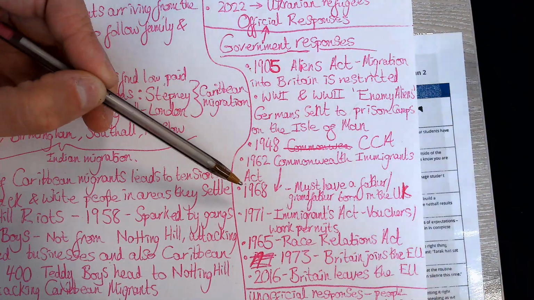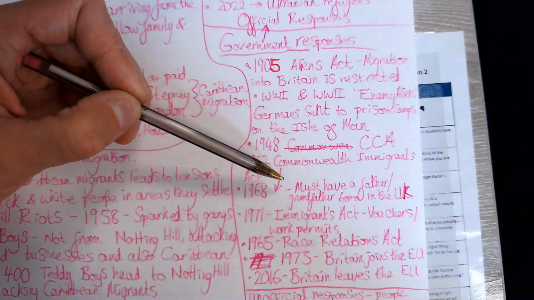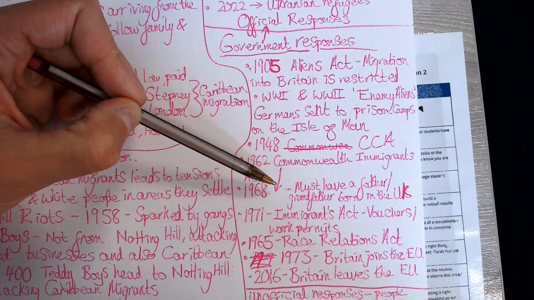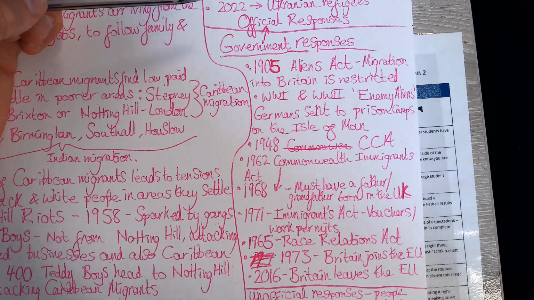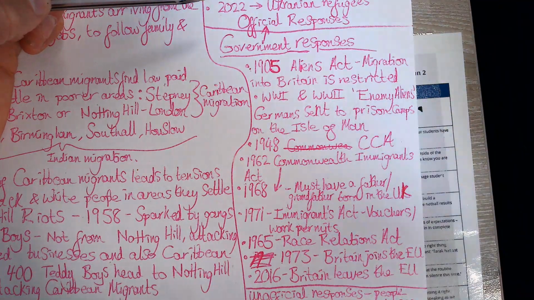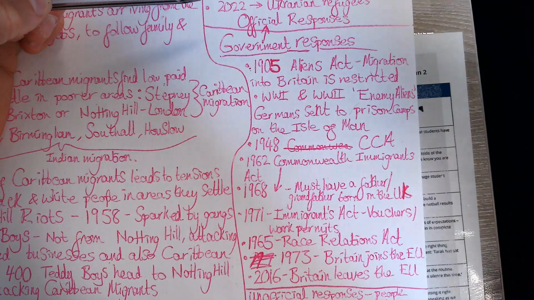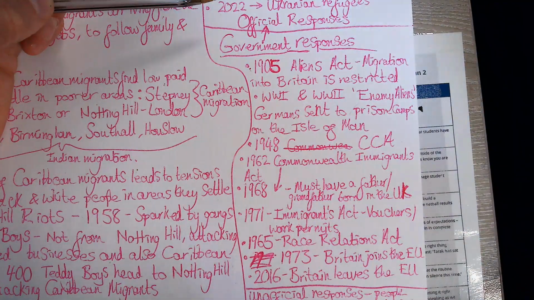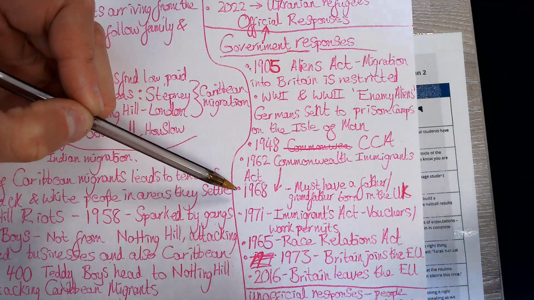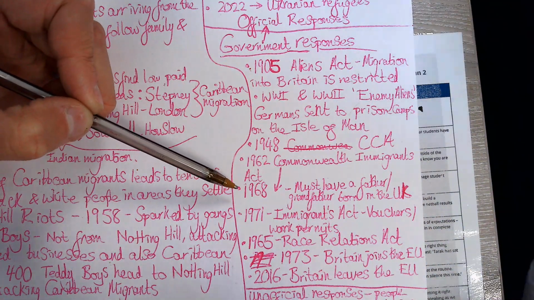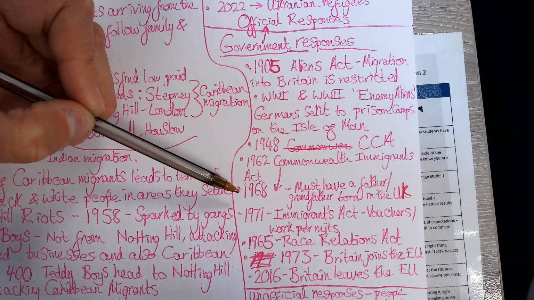In 1968, that's amended and updated again. You must at that point have a father or grandfather who's born in the UK. Again, it's really encouraging migration from Australia, New Zealand, and South Africa to a degree, and Canada especially, and discouraging migration from India and Pakistan, Bangladesh, and the Caribbean and Africa.